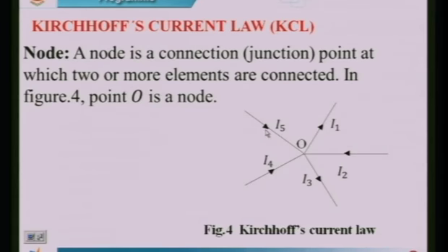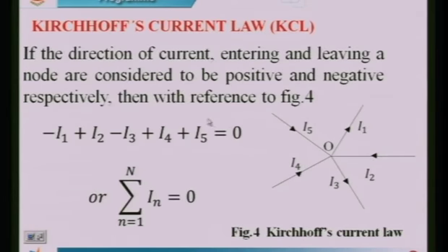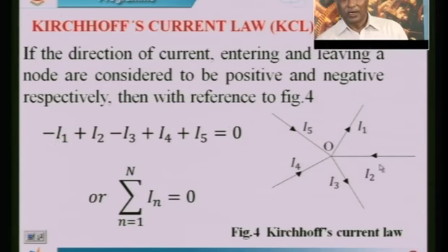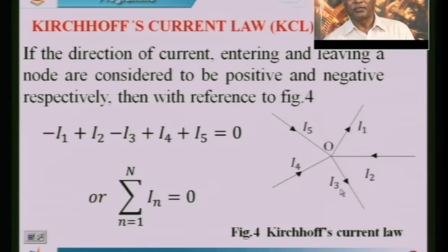If at all we take the current flowing into the junction as positive, then minus I1 plus I2 minus I3 plus I4 plus I5 must be equal to 0. That is what has been written here. Minus I1, that is this one, as the current is going out. I2 is into the junction, that is plus. I3 is going out, therefore it is minus. I4 is into the junction, that is plus. I5 is also plus. It can be represented symbolically as sigma In equal to 0.